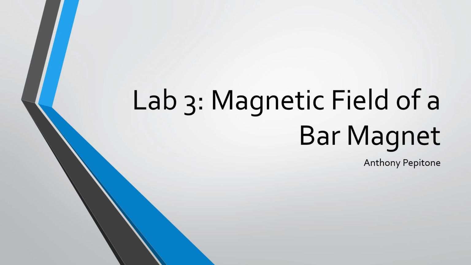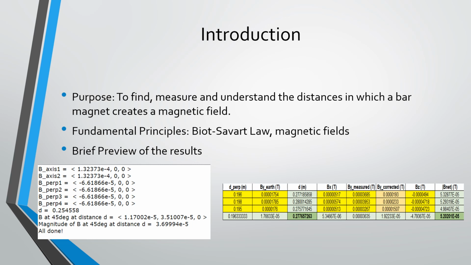My name is Anthony Pepitone, and this is Lab 3, Magnetic Field of a Bar Magnet. The purpose of this lab is to find, measure, and understand the distances and how they correlate to the magnetic field and the magnetic dipole moment of a bar magnet.